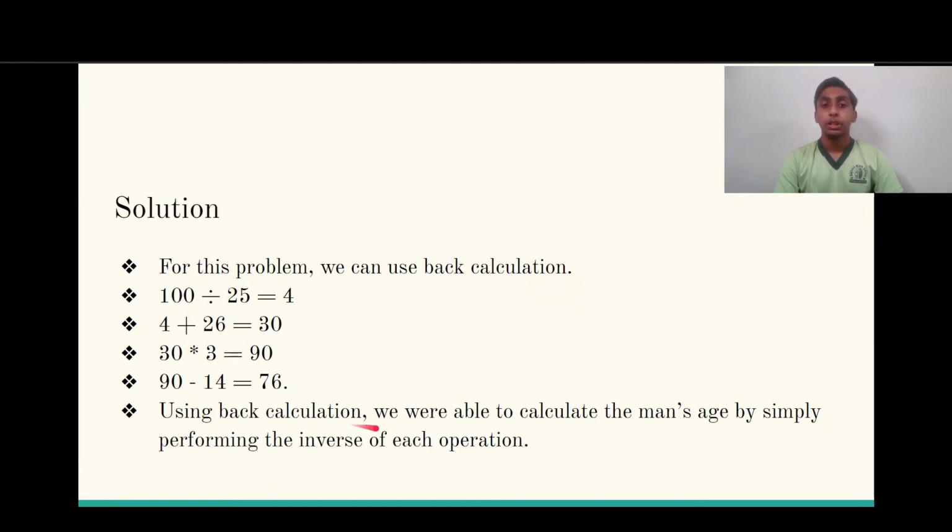So using back calculation, we were able to calculate this man's age by simply performing the inverse of the operation. It wasn't hard. We were just basically flipping each and every operation that was done. So we find that his real age is 76.